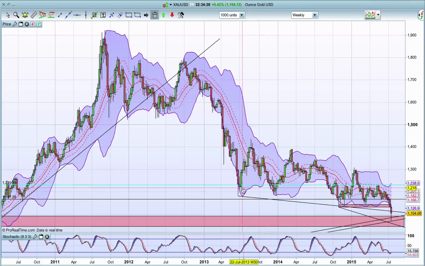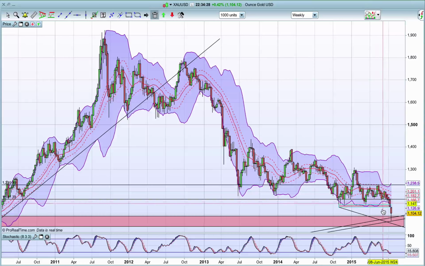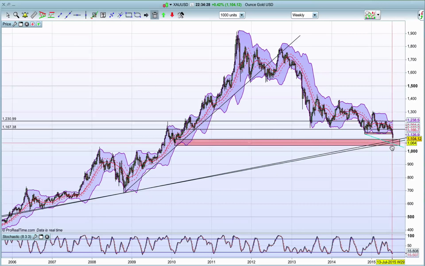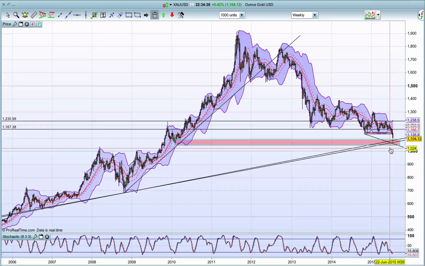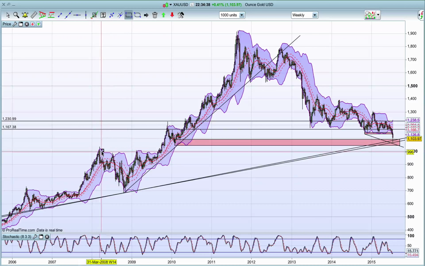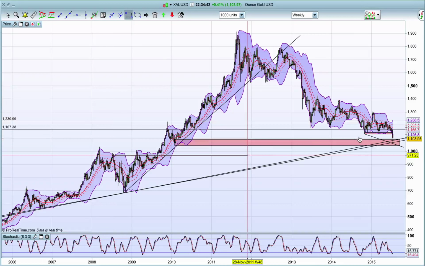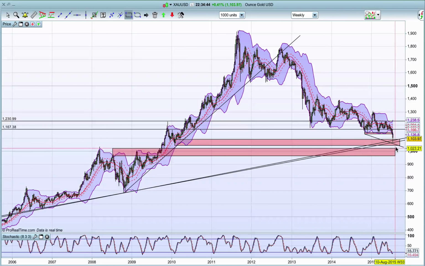I wouldn't make any bets on it. I wouldn't buy here. This is not a buy zone for me. My buy zone will probably be more around 1050. You can pick some up, but really this is the last level of support for me to buy gold, okay?